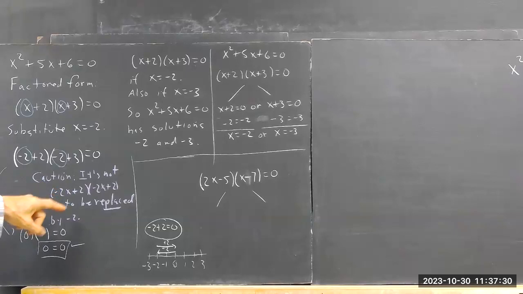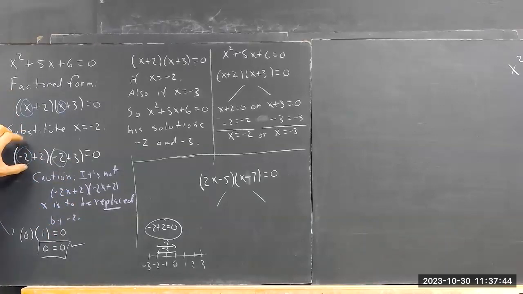Now caution, we replace x by -2. We don't include the x. Instead of -2 plus 2, we would not write -2x plus 2. When we substitute, x is gone and it's replaced by -2, there's no x left. So we have to do that. Now, once we do that, -2 plus 2 is 0. We can see that on the number line.